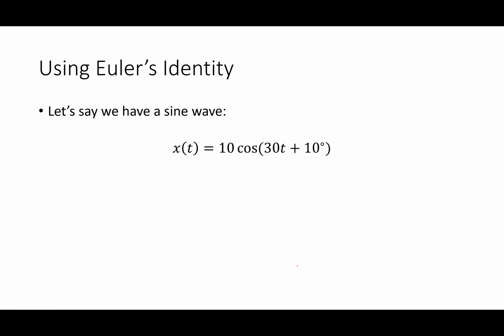So let's say I've got this guy, 10 cosine of 30t plus 10 degrees. And I want to get that into that form. Okay. So I'm going to say that this guy looks like 10 cosine theta. What's theta? Theta is what here? 30t plus 10 degrees. I got to be careful about this.